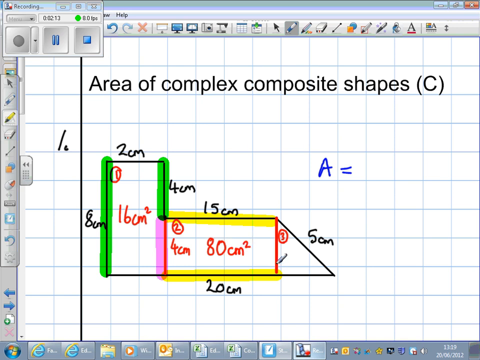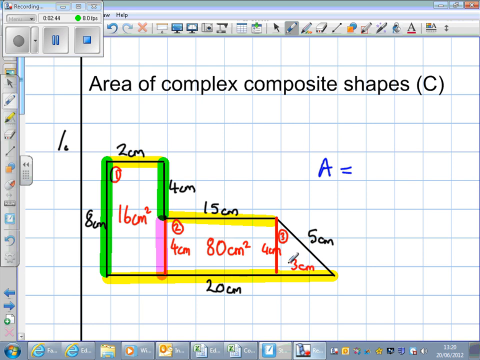But what about the area of the triangle, shape 3? Well, I know the height is also 4 centimeters, but I don't know the length here. But I can calculate it. I know this length here is 15. I know this length here is 2. 2 add 15 is 17. But I know this total length here is 20. So 20 take away 17, the remainder is 3.